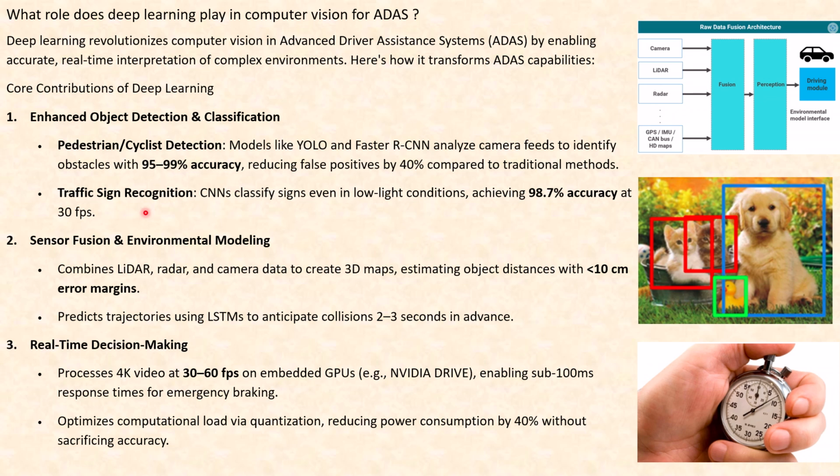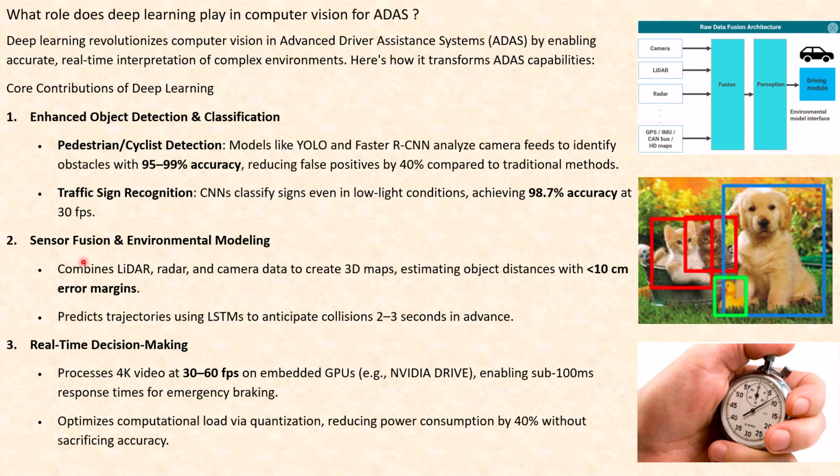Now when it comes to traffic sign recognition, CNNs classify signs even in low light conditions, achieving 98% sign accuracy at 30 fps. In the previous slide, I told you that with the help of an infrared spectrum camera, the traffic sign recognition or low-light condition recognition is drastically improving. And when you combine that infrared spectrum with deep learning, it enhances the accuracy to 98.7%.